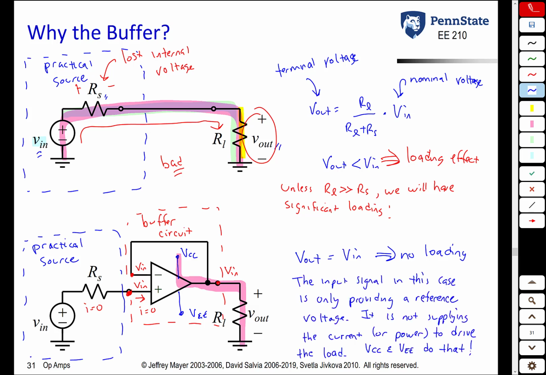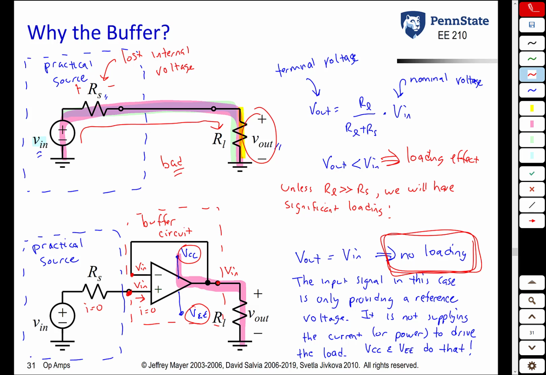So this is the significance of the voltage follower or buffer circuit. Basically, the buffer circuit isolates the source from the load so that you don't get loading. You're not getting something for nothing because you're still providing the energy, but the energy is coming from the power supplies themselves, not from the practical sources. And so you don't have to worry about loading from the source to the load.